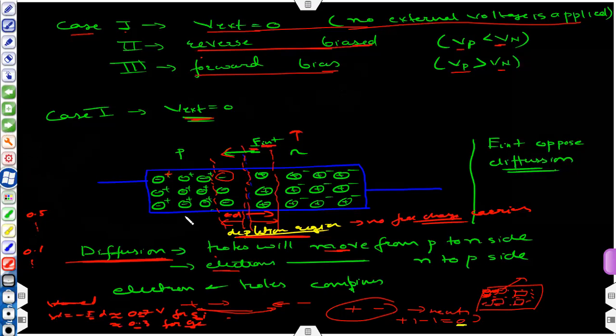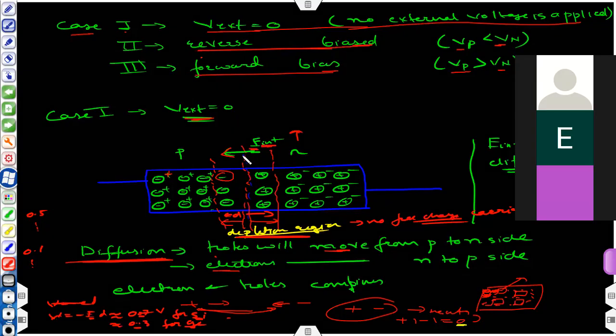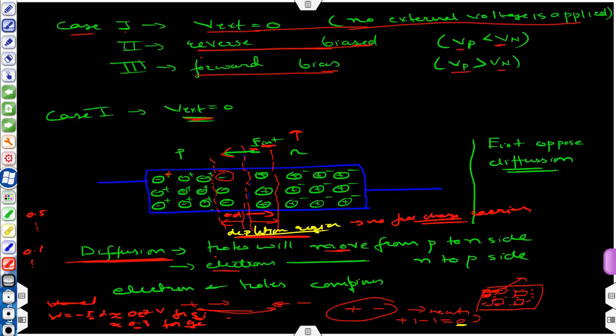So this is the case. This internal electric field will resist the flow of electrons, and eventually at some depth d, this process will stop. Because of this, you will still have some free holes on the p side and some free electrons on the n side.